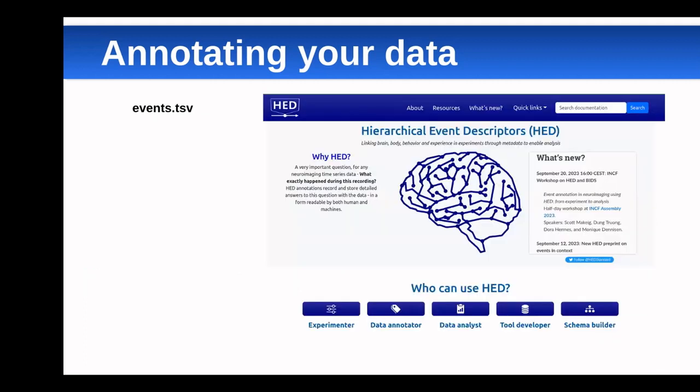There's also something similar you can do with your events.tsv. I won't get into too much detail about it because it's a very rich framework to make sure you add plenty of very good annotation to your data. It's called hierarchical event descriptors. And they have data annotation tools that I highly recommend you use to give more details about what participants were doing during the experiment.